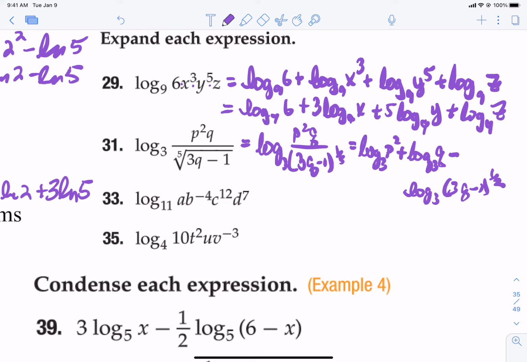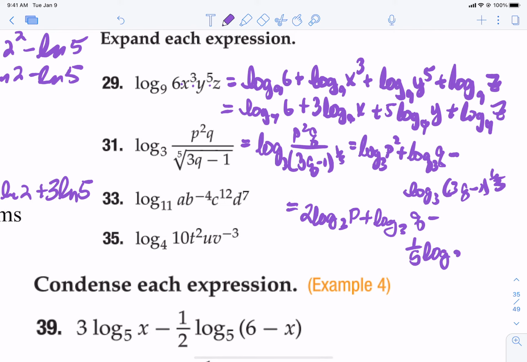Now the only thing left we can look for is, do we see a power that can drop down in front? And so that's always our last step. So we have a square on our P, and we have that 1/5 power on the bottom, we can drop down. So our final answer would be 2 log base 3 of p plus the log base 3 of q minus 1/5 the log base 3 of 3q minus 1.